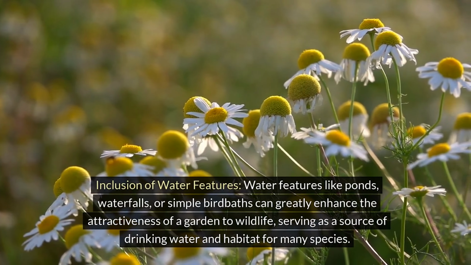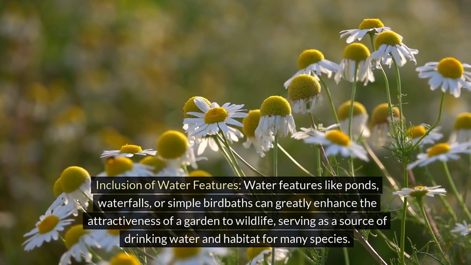Sustainable practices. Sustainable gardening practices are a cornerstone of natural garden design. This includes using organic mulches and compost for soil improvement, employing rainwater harvesting systems, and avoiding chemical fertilizers and pesticides. These practices help maintain the garden's health and reduce its environmental impact.